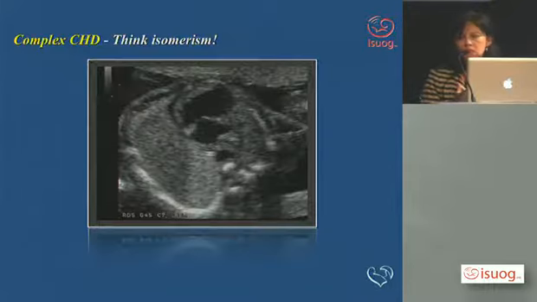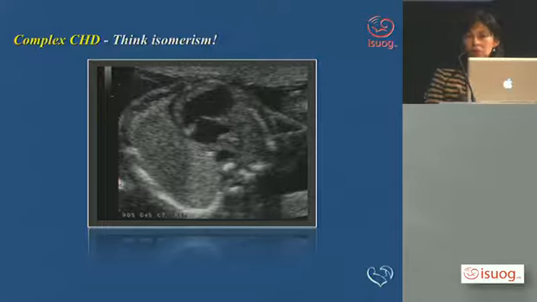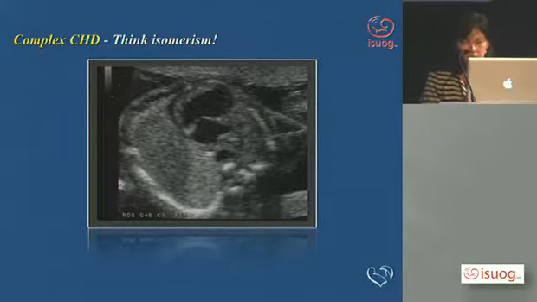So if a heart looks wrong, you don't have to think too much. It triggers your mind for isomerism. Complex congenital heart disease, with lots of different associated abnormalities in the same baby, is isomerism. It's like seeing lots of problems with the fetus.